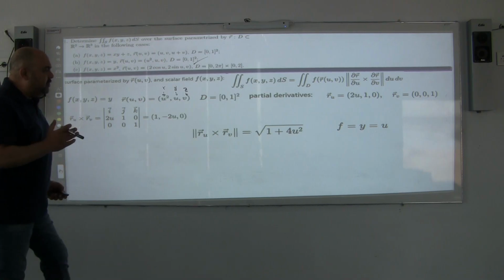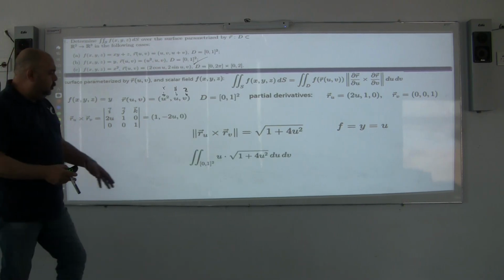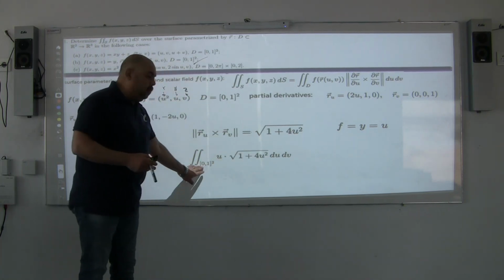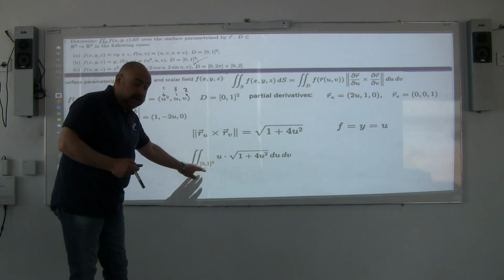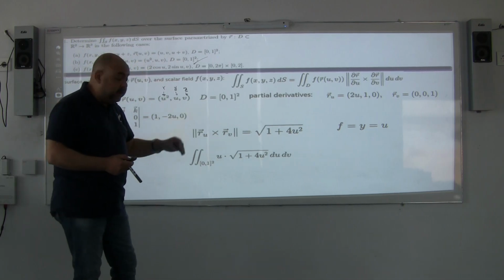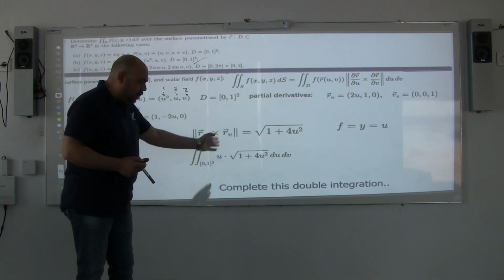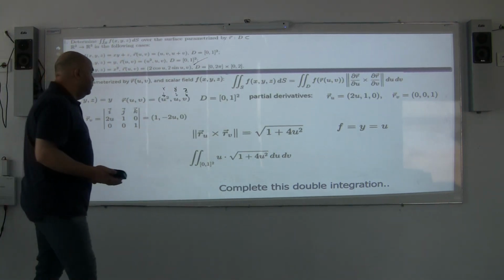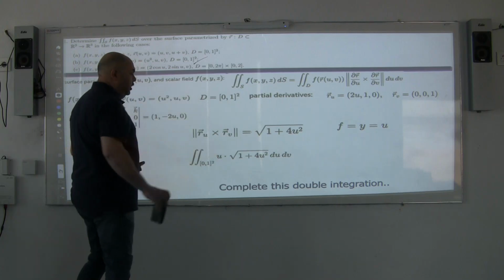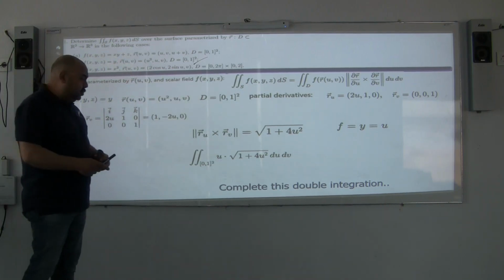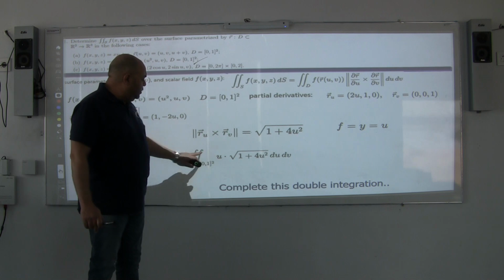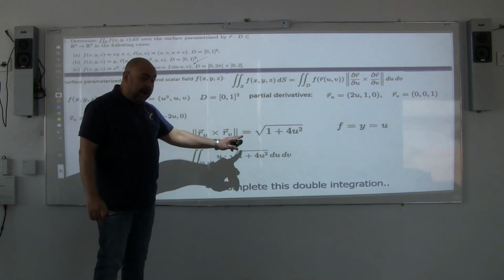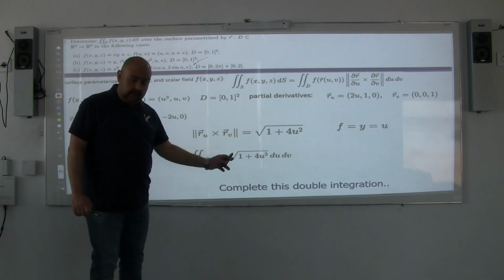As I told you, f is equal to u. Then I will put u times the root of 1 plus 4u squared du dv. Already the region is from 0 to 1, which is a square in the u and v directions. Just to finish the double integration, as you see me doing, it's really very simple. The inner integration is really simple. All you have to do once more is multiply here by 8. Here is going to be 1 over 8, and then you will increase power 1 on the power of half, so it's going to be over 3 over 2.